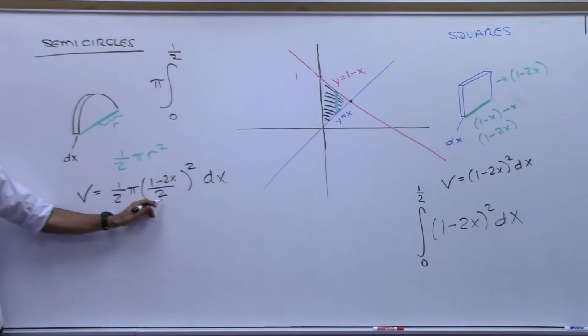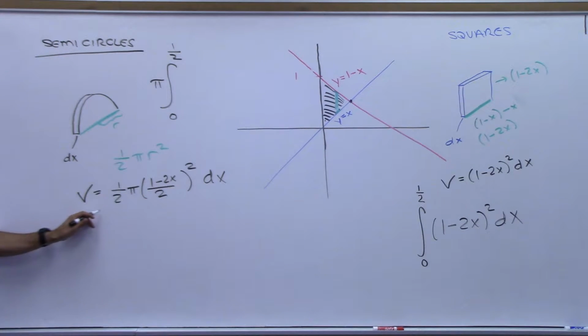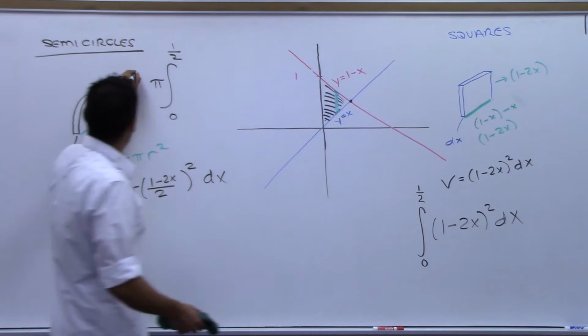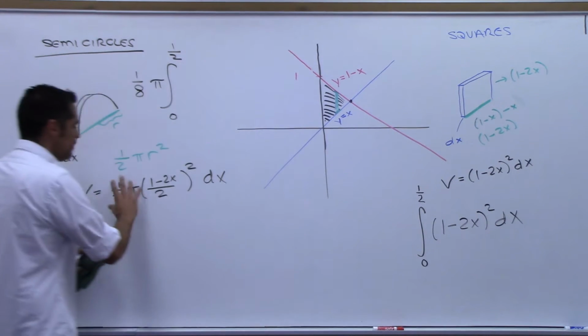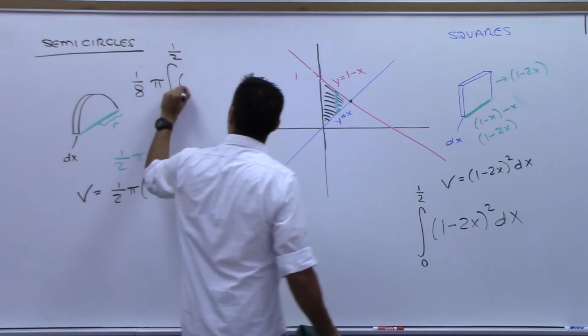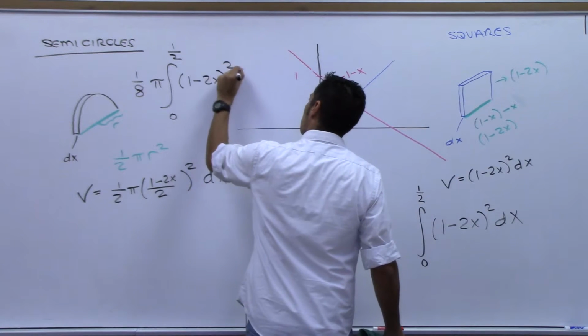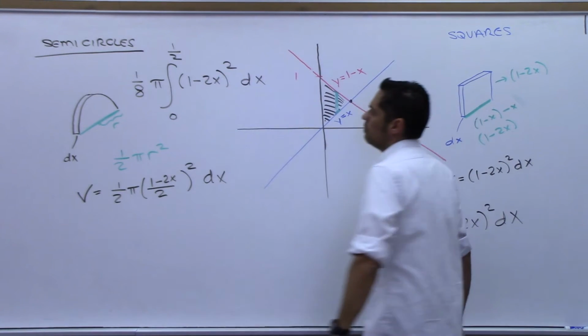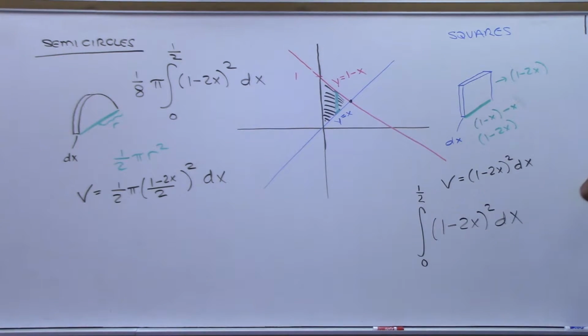When I square the bottom, what do I get? 4. Can I pull that out with a 2 on the bottom? Make that a 1/8? I'm going to make that a 1/8. And then the only thing left in here is that top piece squared, right? I'm just going to write it like that. 1 minus 2x squared dx. That would be the formula if you were doing semicircles.